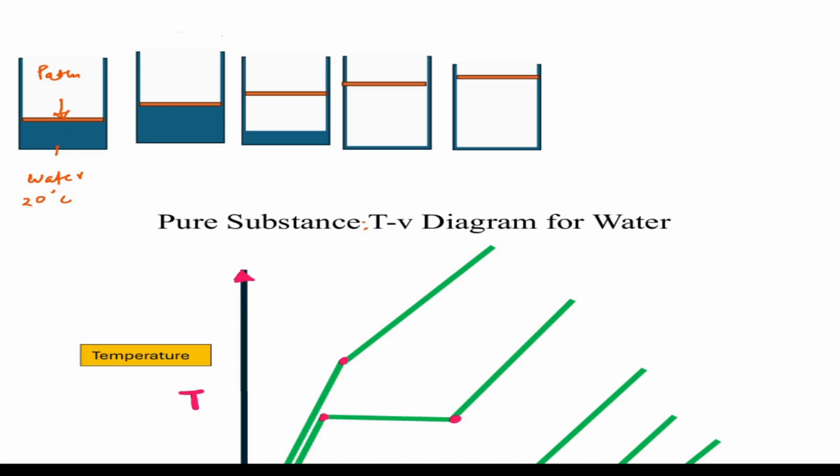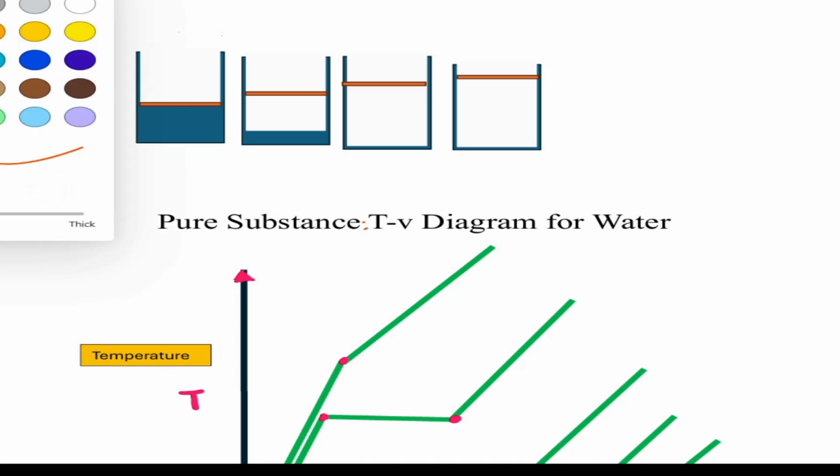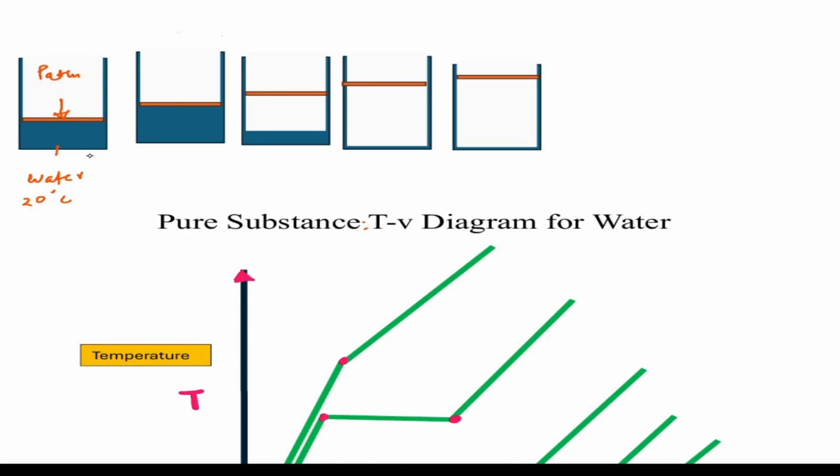So when we put heat on it, its temperature will increase. Temperature will increase, which means its density will go down. As its temperature increases and increases, we reach 100 degrees centigrade. So the temperature is 100 degrees centigrade at the same pressure.